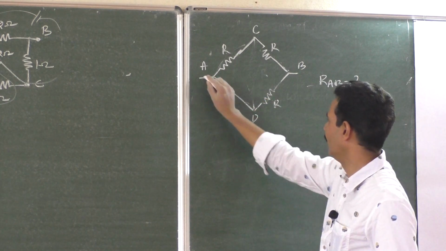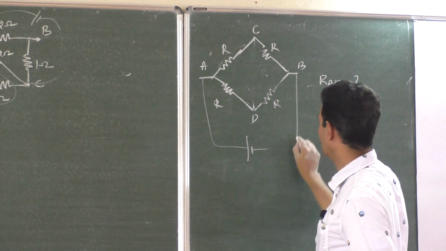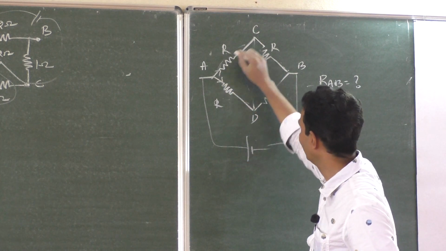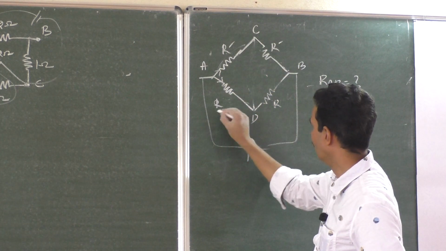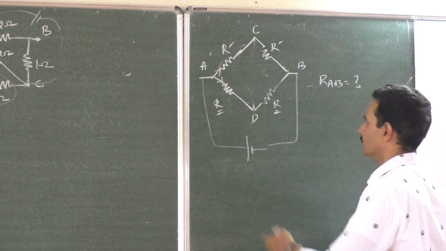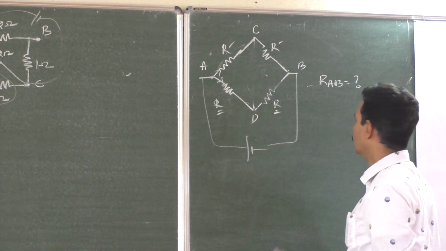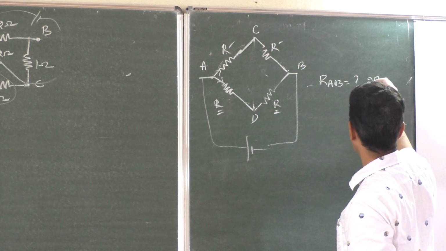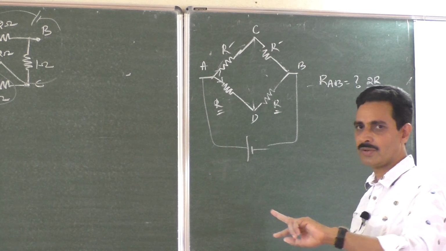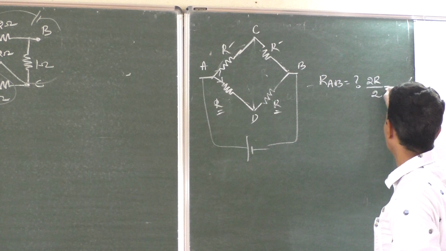If you connect a battery here, definitely the two sets of resistors which carry the same current are this one and this one, and this one and this one. So they are in series. So 2R parallel 2R is 2R into 2R divided by 2R plus 2R, that gives you R as the answer.